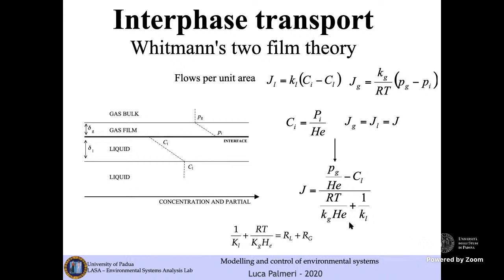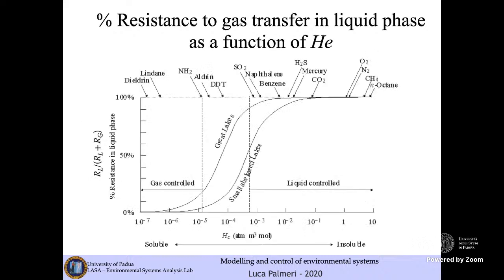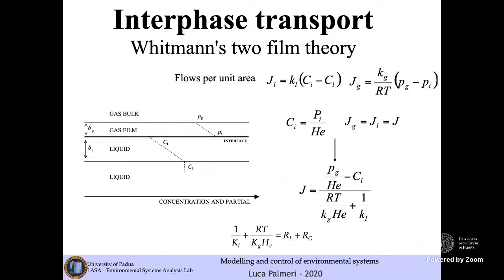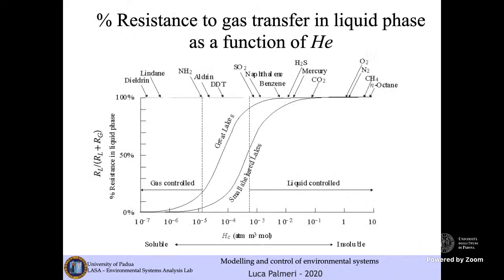In this case, this series resistor takes into account the first part, what is the resistance in the liquid phase, and the second part, what is the resistance in the gaseous phase. So by this schematization of the process, we end up with a model that describes how material may flow from the hydrosphere to the atmosphere by employing simply Henry's law and the law of Ohm in terms of resistance.